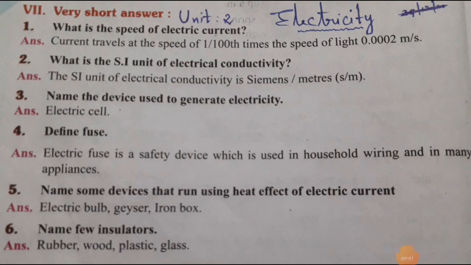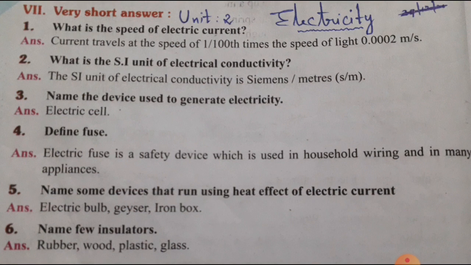Okay, children, see the question answers. What is the speed of electric current? Current travels at the speed of light, 3 into 10 to the power 8 meter per second. The second question, what is the SI unit of electrical conductivity? The SI unit of electrical conductivity is Siemens per meter.